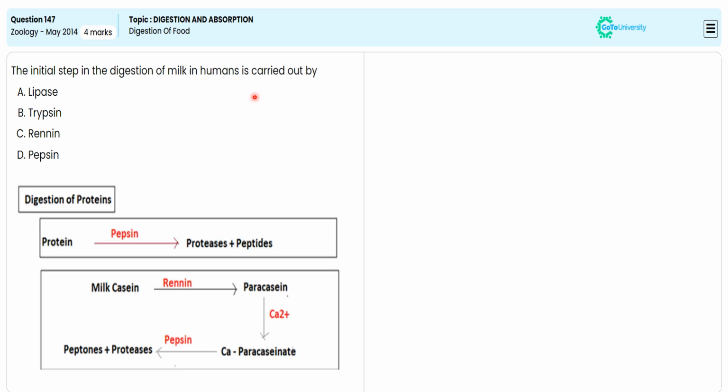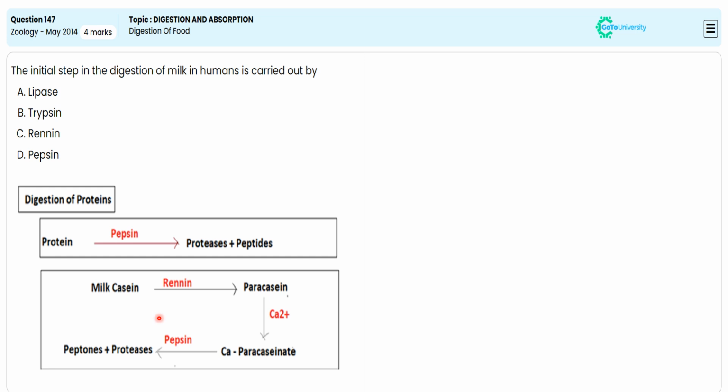In the first box, pepsin is converting the protein into proteoses and peptides. This case, we are observing with most of the proteins other than milk protein. Whereas in the second case, we are observing exclusively for the milk protein casein, which is getting converted into para-casein because of the renin enzyme action. And calcium ions, after interacting with the para-casein, make calcium paracaseinate complex. This calcium paracaseinate complex is becoming peptone and proteoses because of pepsin action.